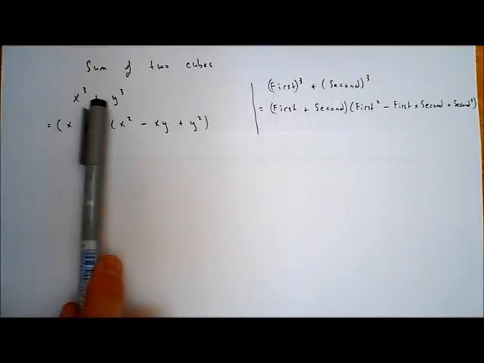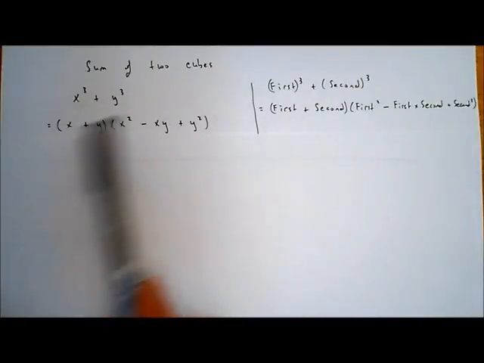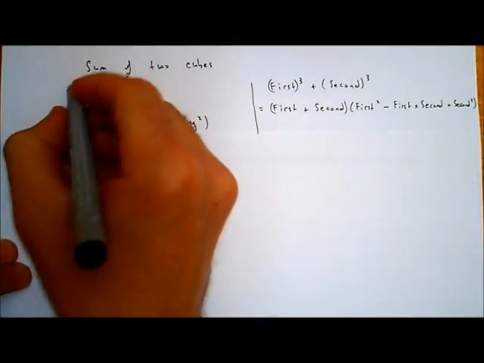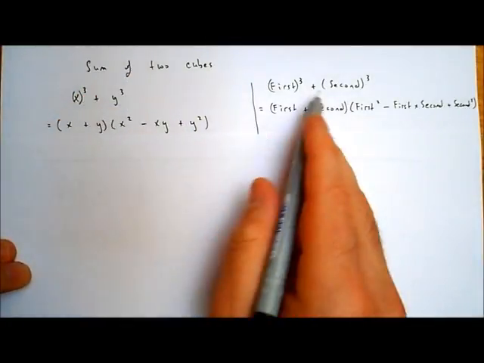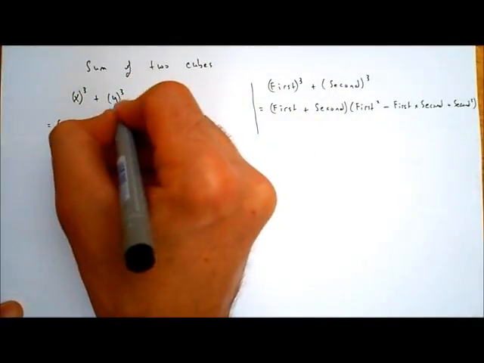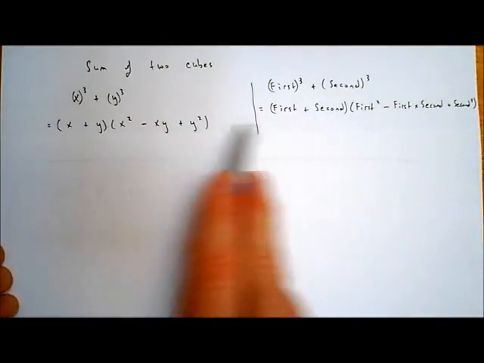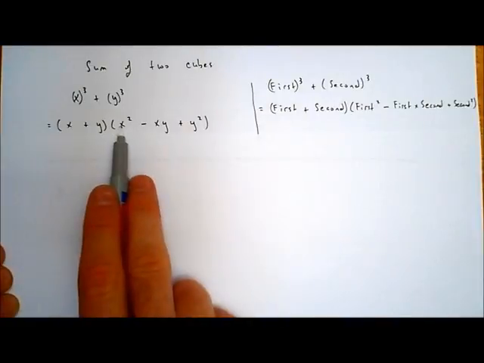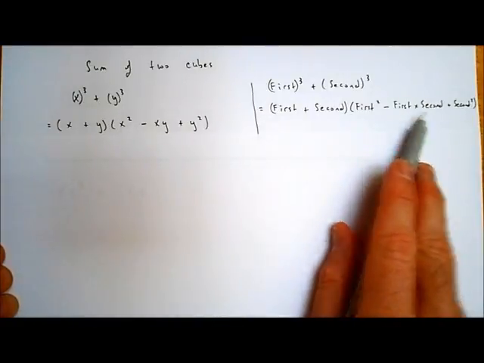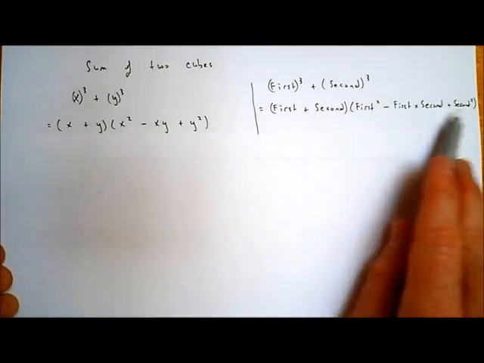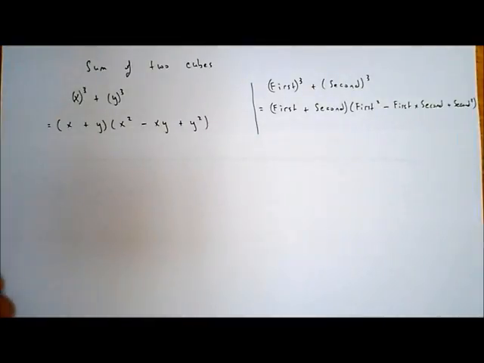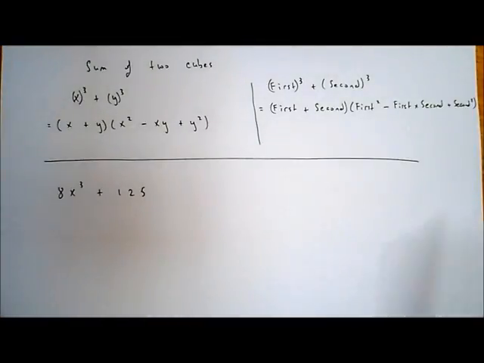So in this one over here, again, look at it, we've got the sum of two cubes. It's x cubed plus y cubed. So our first is x, let's put that in brackets just so we can be sure that that's the first, and our second is y, so I'll put that in brackets as well. So it's just going to be the first plus the second, so x plus y, multiplied by the first squared, so x squared, minus the first times the second, so minus x times y, plus the second squared, so plus y squared.